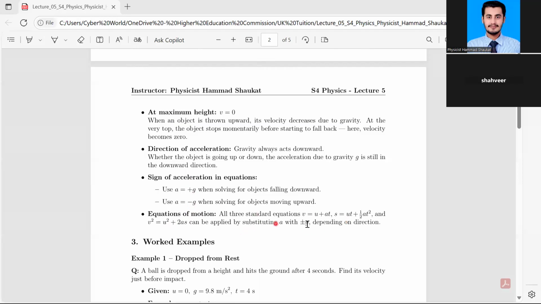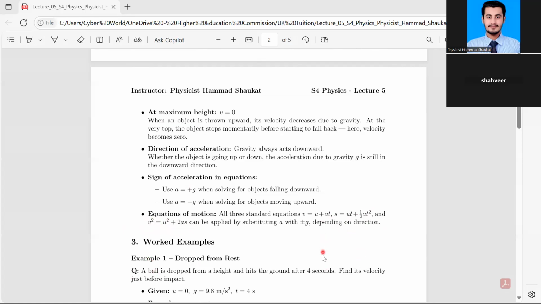Here are your equations of motion, what we discussed in our last lecture. v equals u plus at. Do you remember this first equation of motion, to find the velocity? Yes, final velocity equals the initial velocity plus at, where a is the acceleration and t is the time. And here is the second equation of motion: s equals ut plus half at squared. And here is the third equation of motion: v squared equals u squared plus 2as.